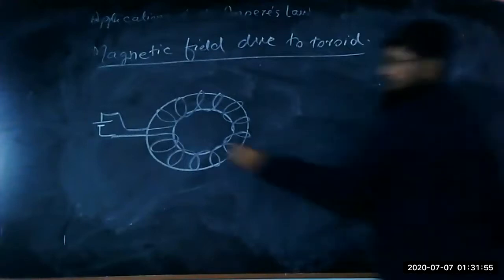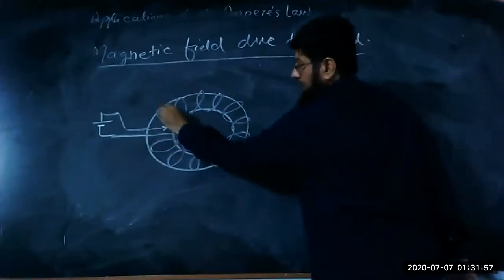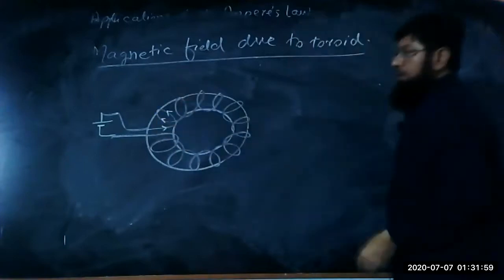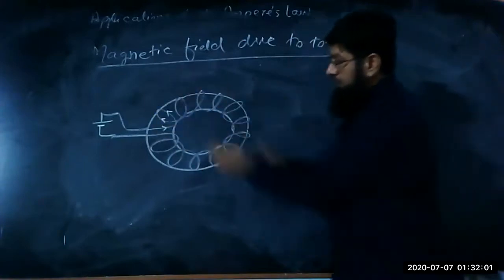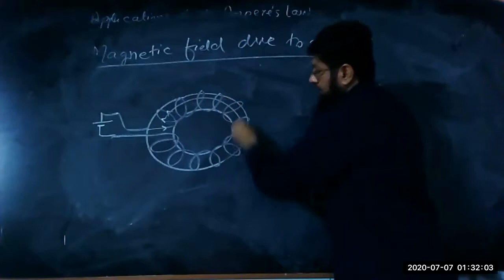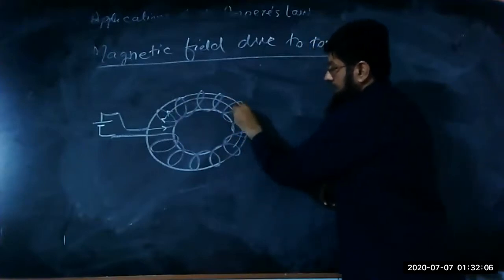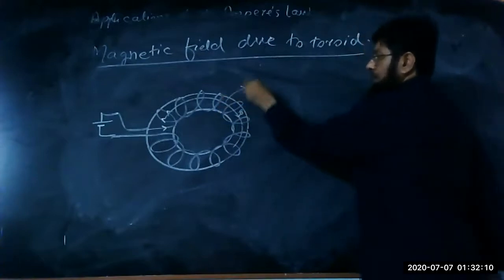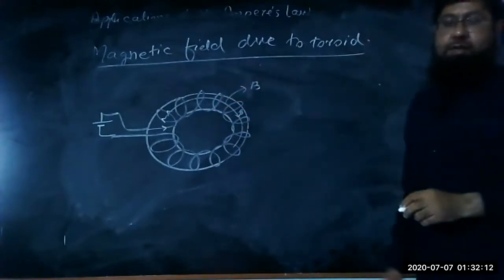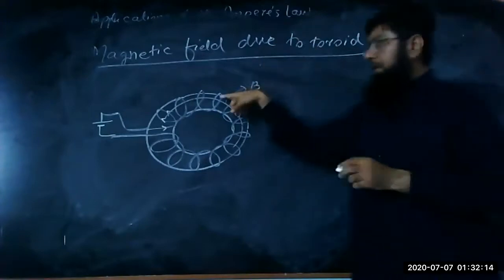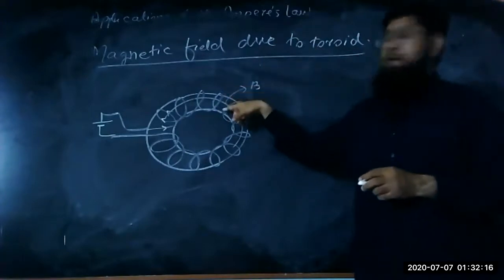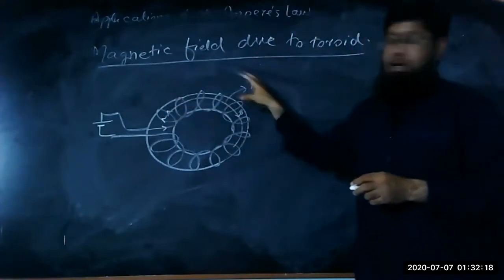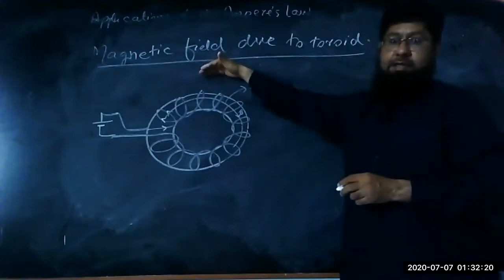Now here, if you see, current is flowing in each turn, so the current is flowing in each turn, and the magnetic field is again produced inside the toroid. This is the direction of the magnetic field. So this is the direction of the magnetic field. So now we have to calculate the magnetic field. How much is the magnetic field inside the toroid? Outside the toroid, the magnetic field is weak.